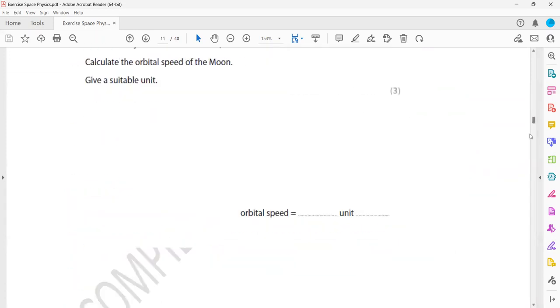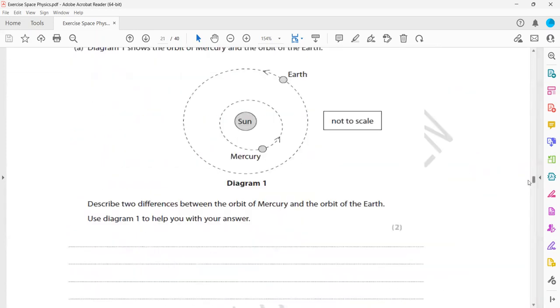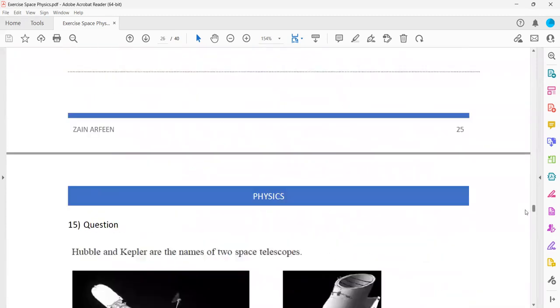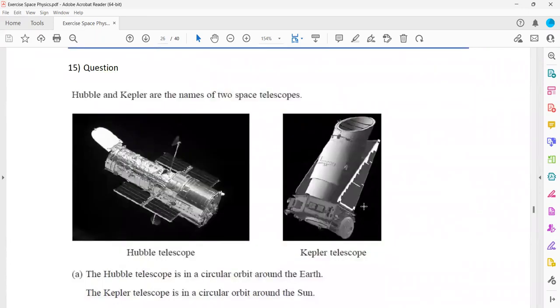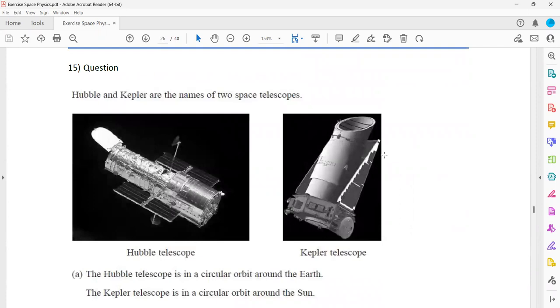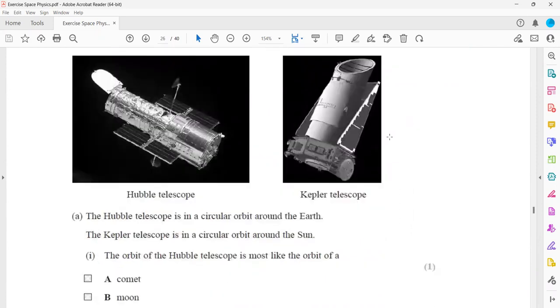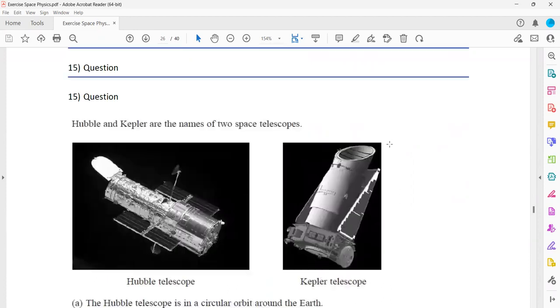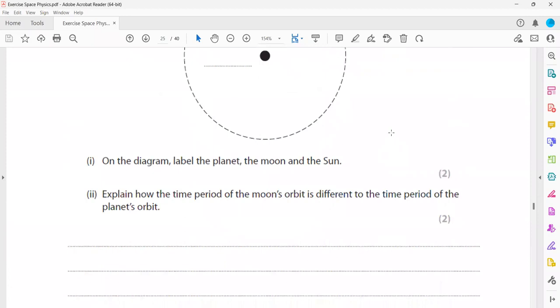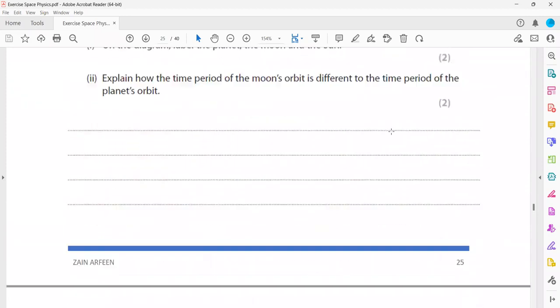So starting with question 15. For some questions, you can also use screen annotation. So this one is question 15. The Hubble and the Kepler are the names of the two space telescopes. You can see the two telescopes on the screen. Question 14 we did, I guess.